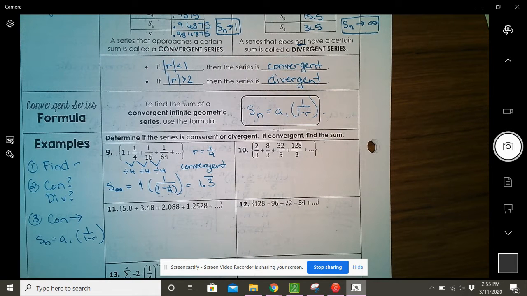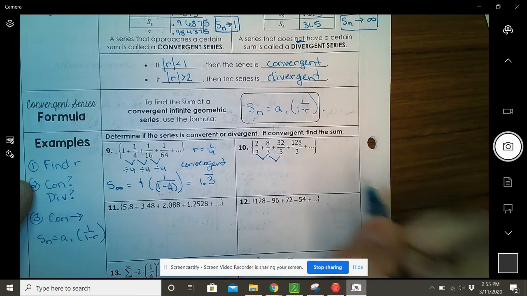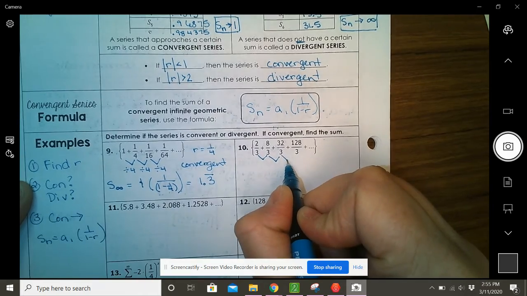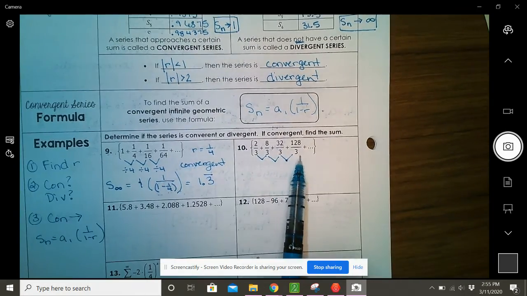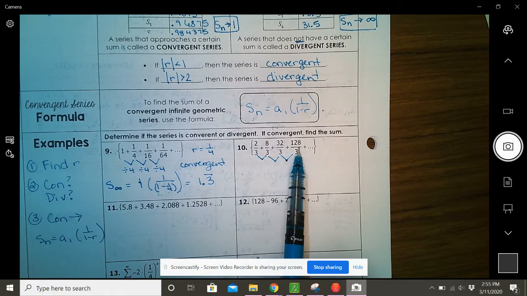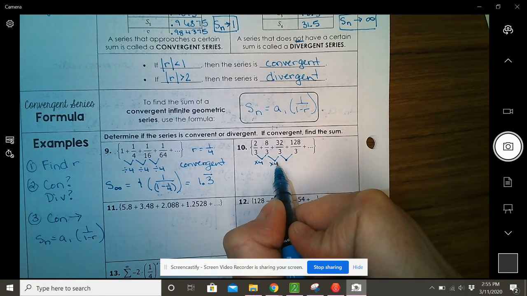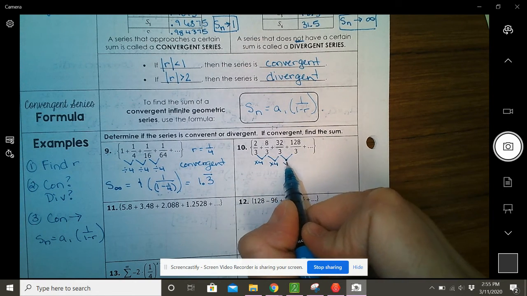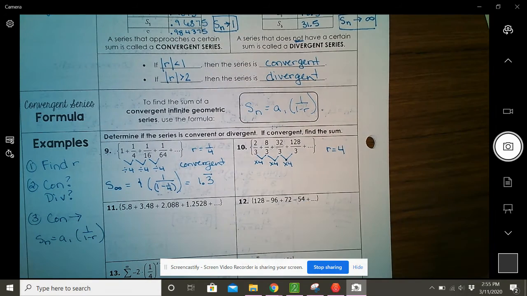All right, take a look at number 10. We're going to start with step 1. Find the r value. Ooh, this is a yucky one. How do we get from 2/3 to 8/3, or 8/3 to 32/3, or 32/3 to 128/3? Notice the 3's are all the same each time, so maybe we can just focus in on the numerator. To get from 2 to 8, I multiply by 4. From 8 to 32, I multiply by 4. From 32 to 128, I multiply by 4. So here the r value is 4.